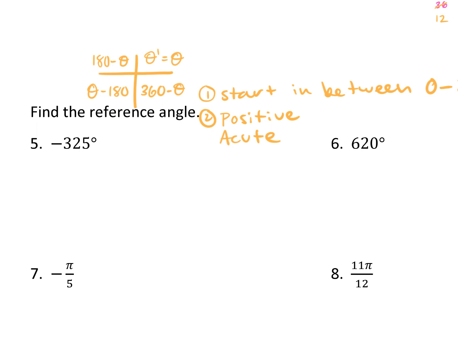So starting with number 5, is negative 325 in between 0 and 360? No. So what can we do to make it in between 0 and 360? Add 360. What do we get when we add 360? 35. What quadrant's 35 in? The first one. So what would our reference angle be? 35. Awesome.